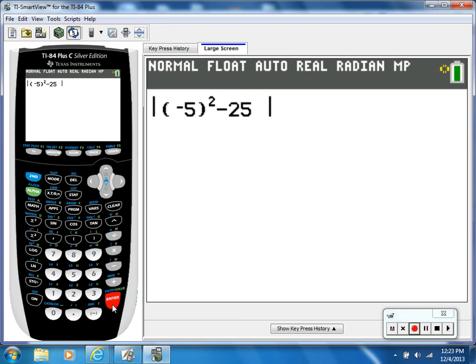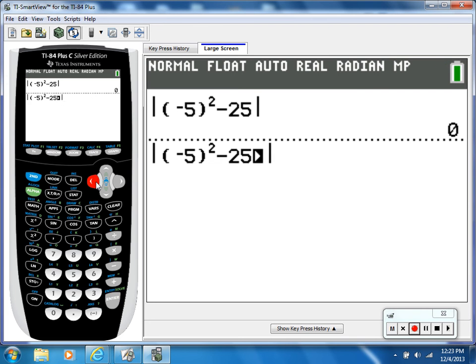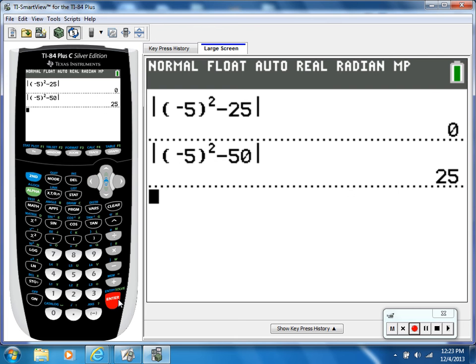-25, and if I click enter, you can see the answer. Oops. Sorry, not -25, it's minus what? 50. It'll give me the right answer of 25. Okay? Now, did I need to use this? Absolutely not. But, for anybody that needs to retake the keystones, that can be a helpful little tool right there. If you need to retake them, that's coming up in January. Okay, any questions?